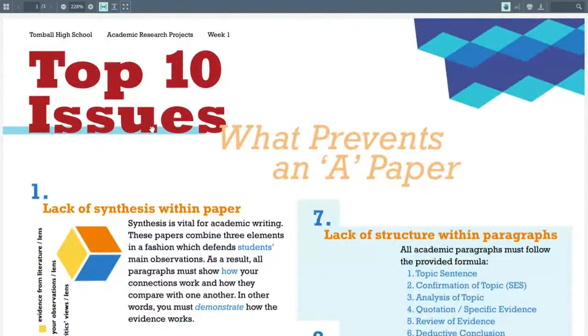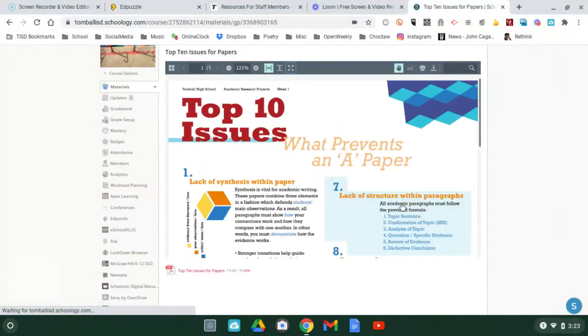Okay, so those are the top 10 issues. Those are the ones I see all over the place. Any of those will prevent an A paper. On an individual level, I'm saying any one of those causes a paper to move from an A to a mid B or C category.